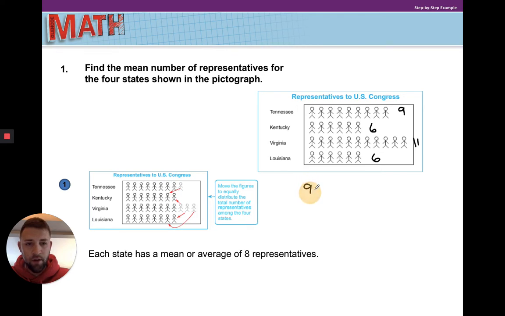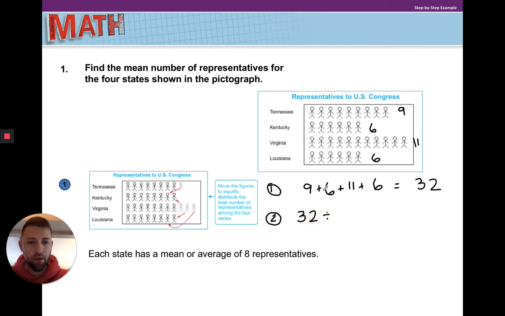What I would do now is add up all these numbers. So I'm going to do 9 plus 6 plus 11 plus 6. When I add all these things up, 9 plus 6 is 15. 15 plus 11 is 26. And then 26 plus 6 is 32. So that's the first thing we have to do. Step 1 is to add up all of your numbers.